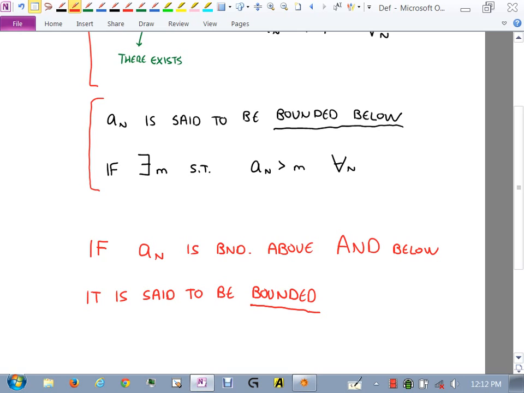Sine and cosine are bounded sequences. Sine n, cosine n are bounded sequences. Okay, now from this, we get what's called the monotonic bounded sequence theorem, okay?